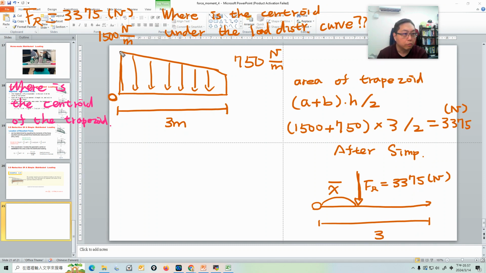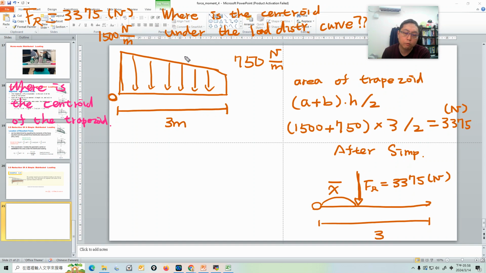In a previous video on centroids, I recorded some videos about the centroid. If you don't understand the previous centroid calculation, please go back and see that video first, or you won't understand what I'm going to do now. What we are trying to do now is find the centroid of this trapezoid.